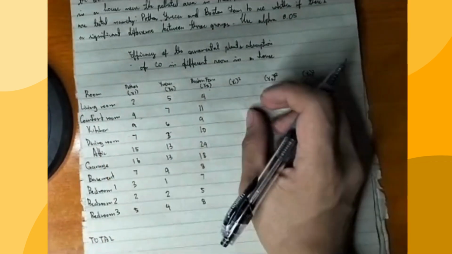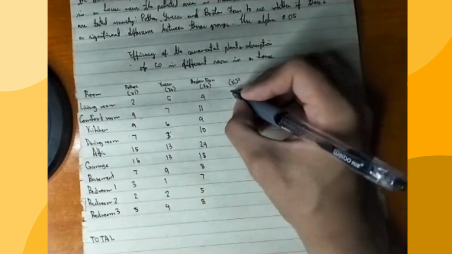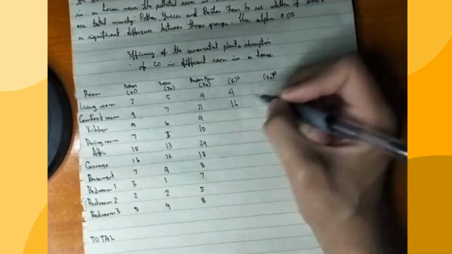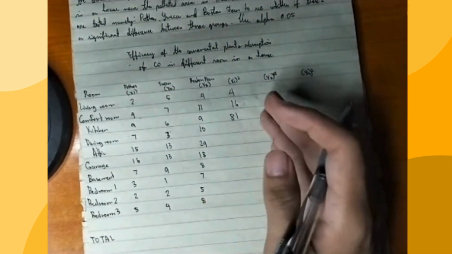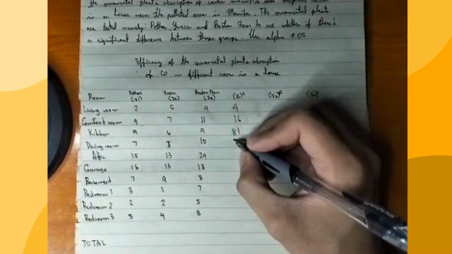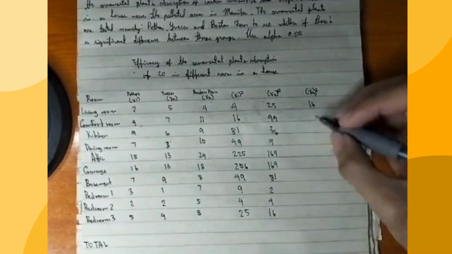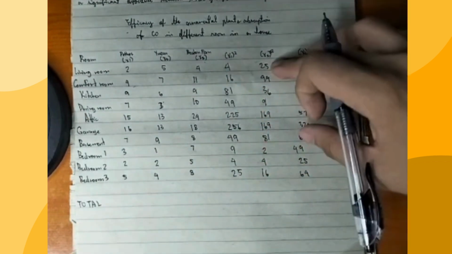But at first, we're going to square these data. So let's start with the pothos. In pothos, 2 squared is equal to 4, 4, 16, 9, 81, and so on. We're just going to square the data collected in different rooms. And now, there you have it. We have all these squared values here in x1, x2, and x3.